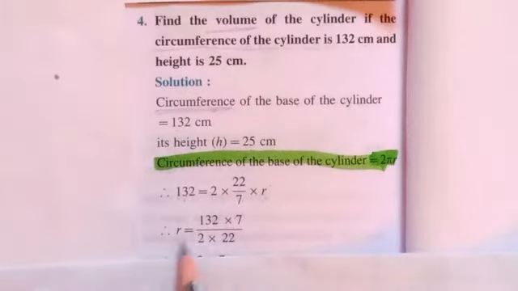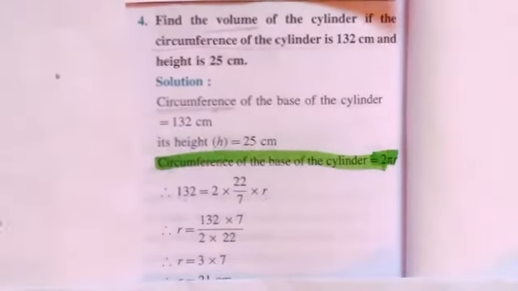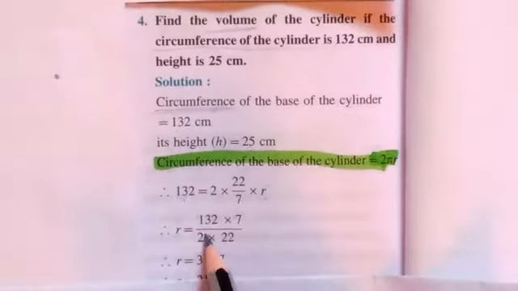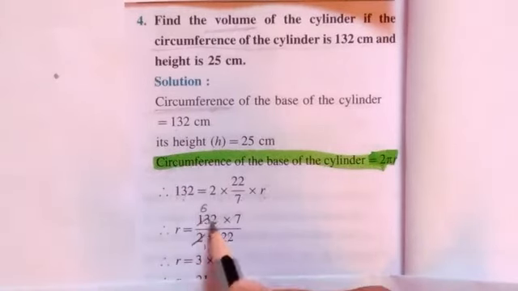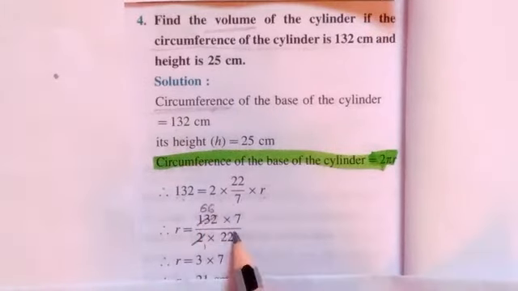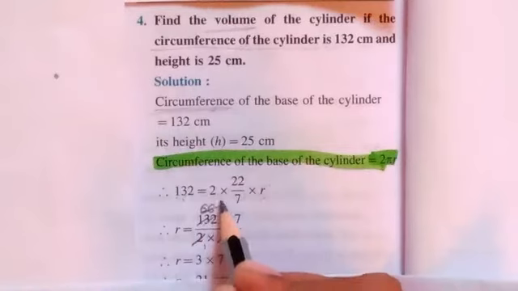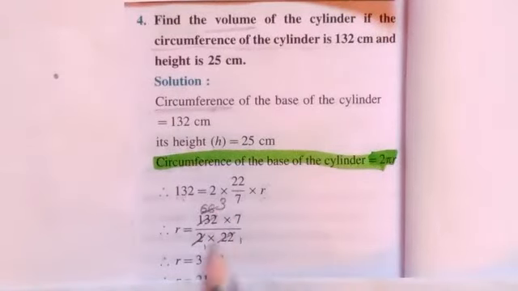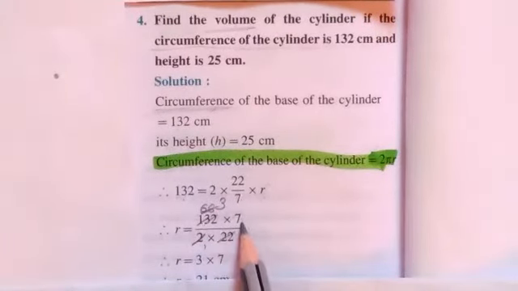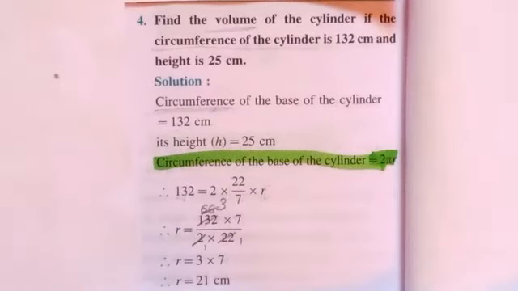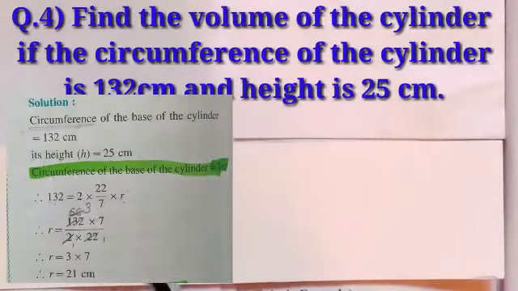Got it students, how we have done that? If you do the calculation, then we get 2 1s are 2, 2 6s are 12, 2 6s are 12, 22 1s are 22, 22 3s are 66. So at last we write r is equal to 3 into 7. If we do the calculation, then r, which means the radius, will be 21 centimeter. Got it students? Now students, on the basis of this information we can find out the volume.